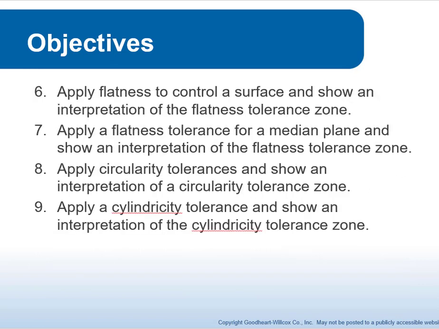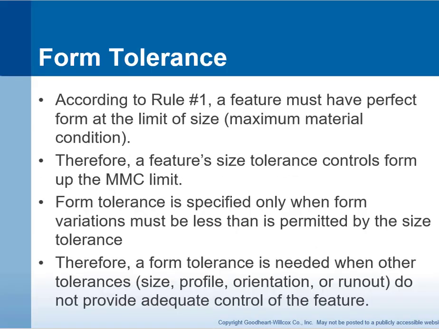6, apply flatness to control a surface and show the interpretation of the flatness tolerance zone. Number 7, apply a flatness tolerance for a median plane and show an interpretation of the flatness tolerance zone. And then next, apply circularity tolerances, and then also apply a cylindricity tolerance.